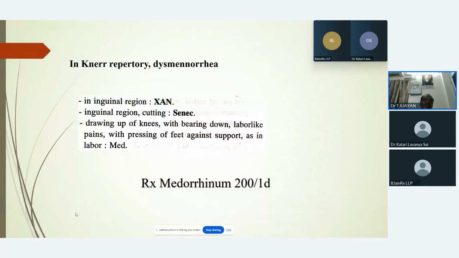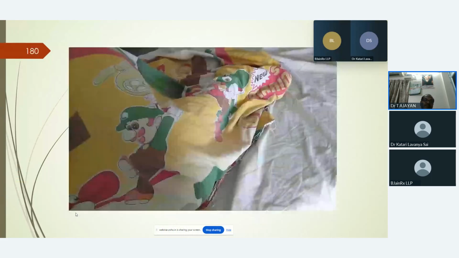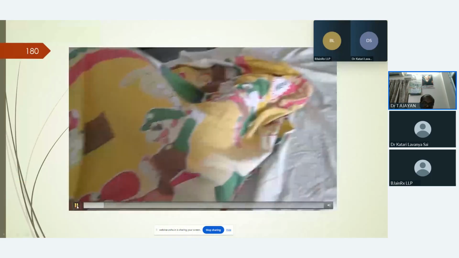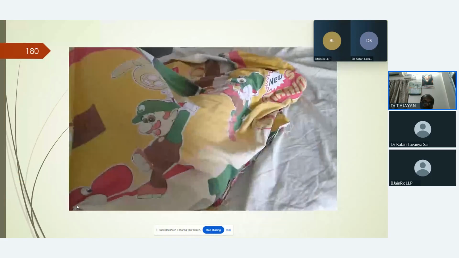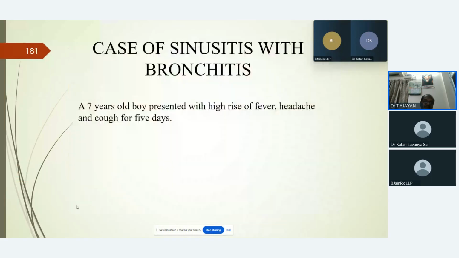Like in the repertory, dysmenorrhea, one rubric is there: bearing down, labor-like pain. That indicates the intensity of the pain. Here the prescribed medicine is Mediterranean. Then within 15 minutes the girl is okay, completely fine, and sleeps well. The characteristic symptom also disappears. If you select the right homeopathic medicine, the characteristic symptom also disappears.